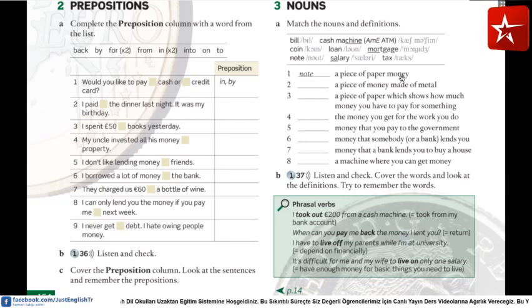Okay, and we have already learned the prepositions, verbs, and the nouns related to this topic related to money. Now we will continue with the phrasal verbs, but before continuing with the phrasal verbs, I'm gonna give you some important information that's really important. You have to be careful with that.